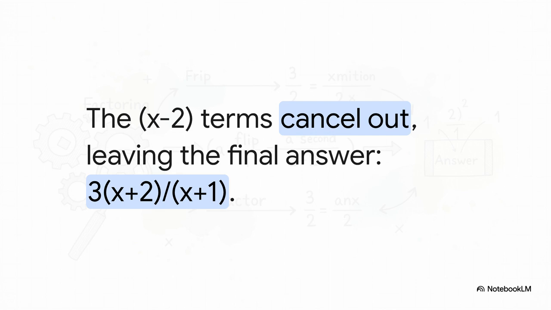Take a look at that numerator, x squared minus 4. Does that look familiar? It should. It's a classic difference of squares. It factors out into x plus 2 times x minus 2. So now if you picture it, we've got an x minus 2 on the top and, look at that, an x minus 2 on the bottom. What do we do? We cancel them out. So what's left over? We've got the 3 and the x plus 2 on top and the x plus 1 on the bottom, and that's our final answer.